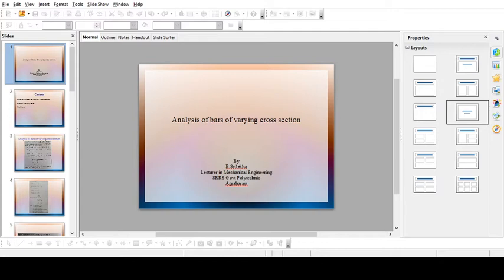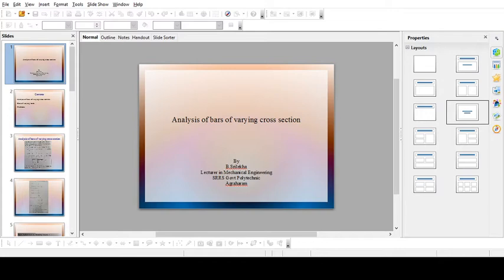So how do you analyze the bars of varying cross section? Yesterday we have taken a single bar of certain cross-sectional area A, and we found simply stress and strain and then modulus of elasticity. So in that case, simply the stress was load by area, and strain was change in length by original length. Then modulus of elasticity was stress by strain.